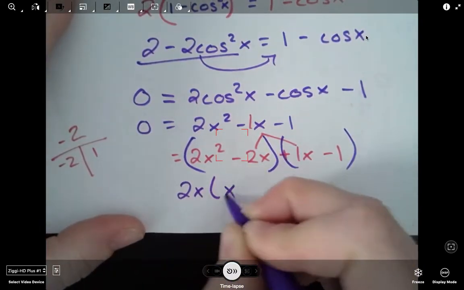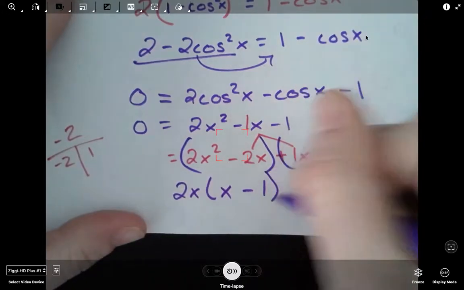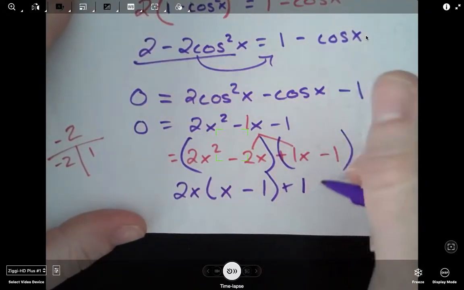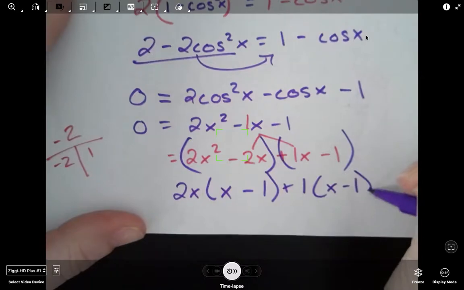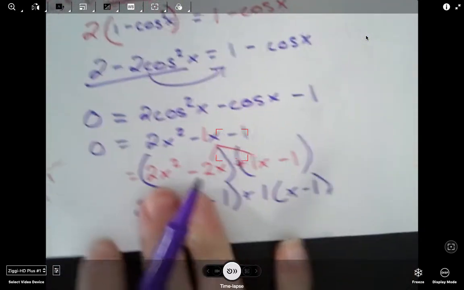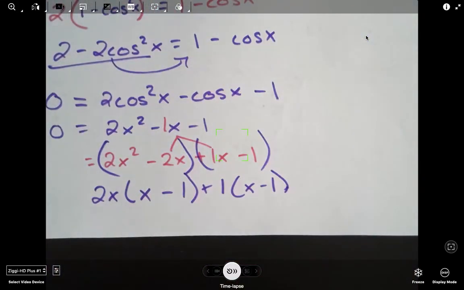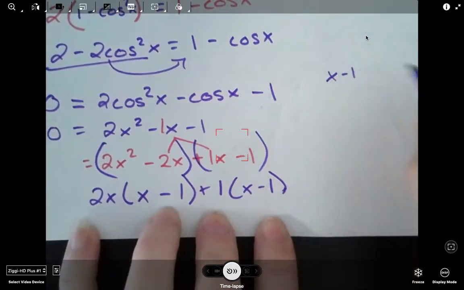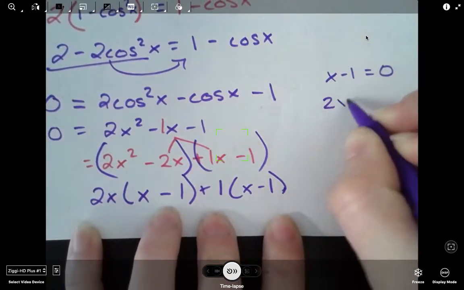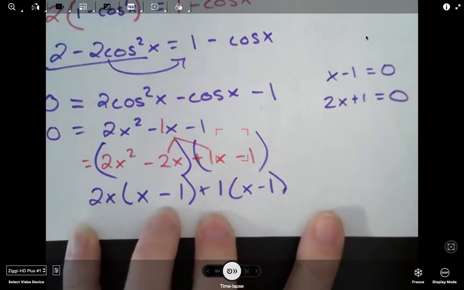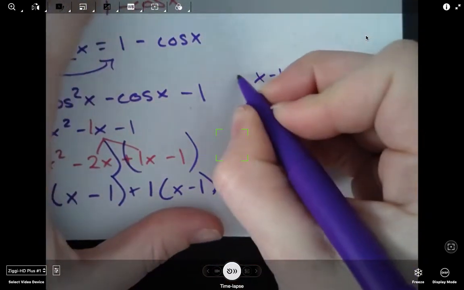2x times x minus 1. What are you pulling out of the second piece? So my two pieces that I'm going to set equal to 0 are x minus 1 and 2x plus 1. But they're not x's, they're actually cosine of x's.